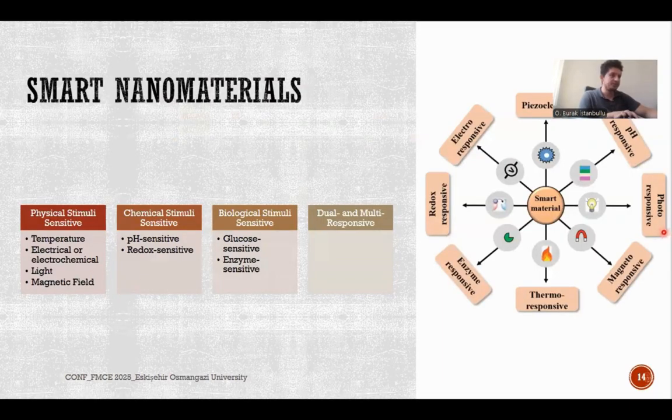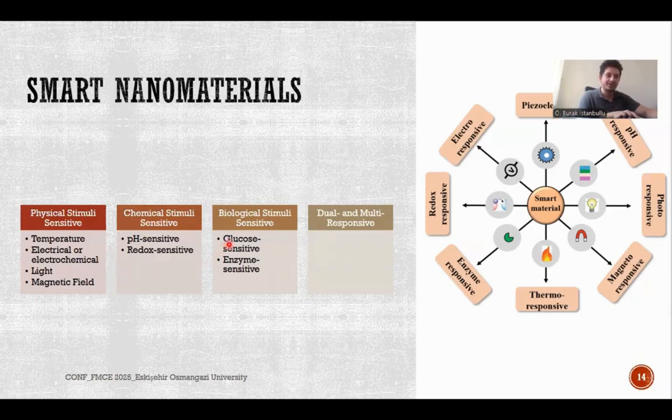Smart materials respond to different types of stimuli, which can be grouped as follows. One of which is physical stimuli sensitive nanomaterials. They react to changes in temperature, electrical or electrochemical signals, light, and magnetic field. Chemical stimuli sensitive nanomaterials respond to pH variations and redox conditions. This enables environment-specific behaviors.